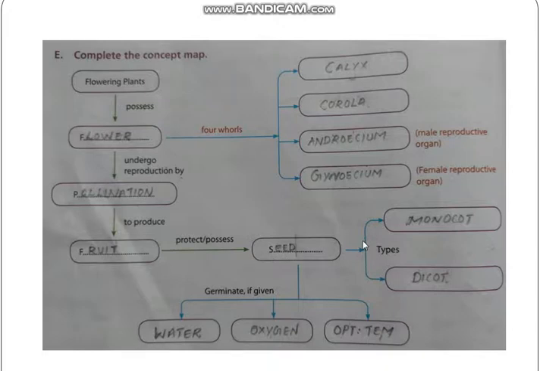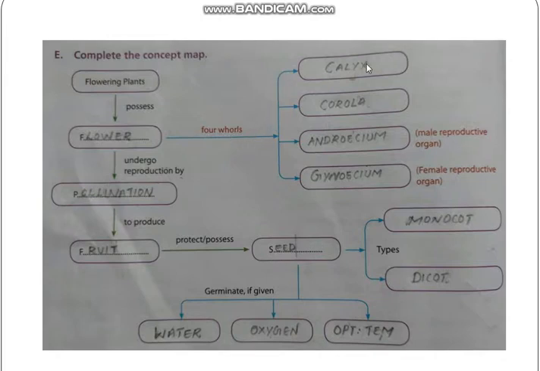Then seeds are of two types. The seed germinates in three ways. These are the terms: the seed germinates if it is given water, oxygen and optimum temperature. And the seeds are of two types, monocot and dicot. Then the flower: we know that a flower consists of four whorls.